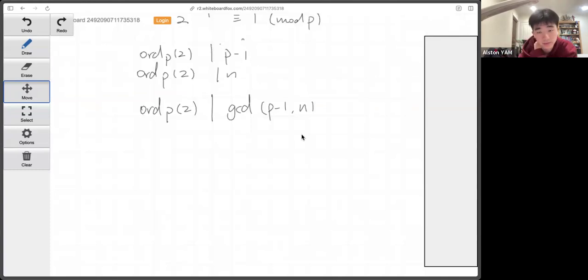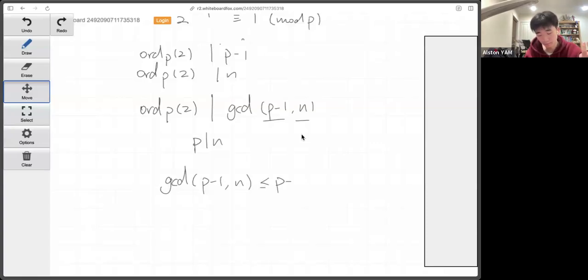And now comes the interesting part, because we know that p divides n, and that the GCD of p minus 1 and n must be smaller than the smaller one of them, right? You can't have a GCD that's greater than the number itself. So we know that the GCD of p minus 1 and n must be less than or equal to p minus 1, right?